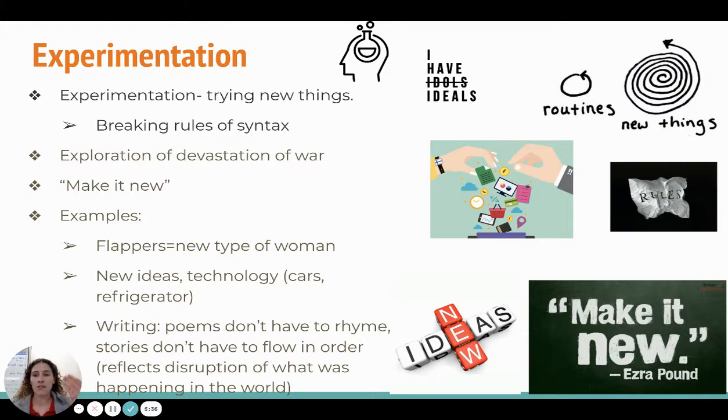So an example would be our flappers. There's a new type of woman in the 20s. Women now have the right to vote. They have new freedoms. They can dress differently. They don't have to be as respectable. They can be more kind of frivolous.